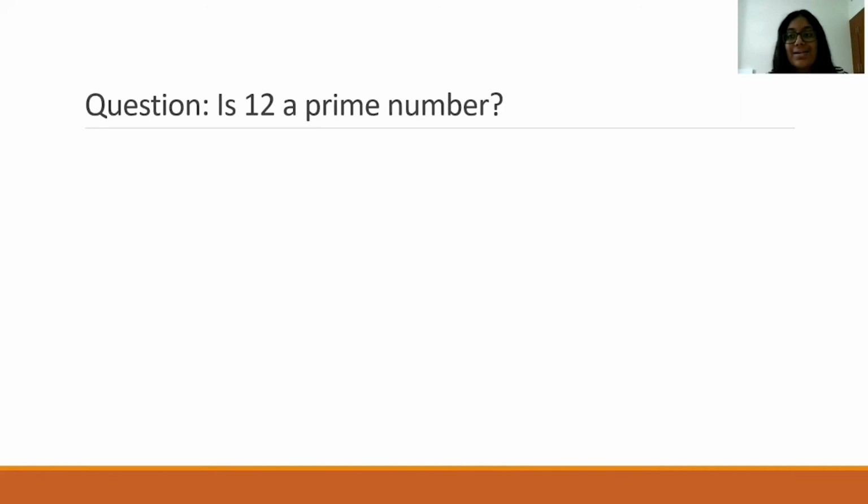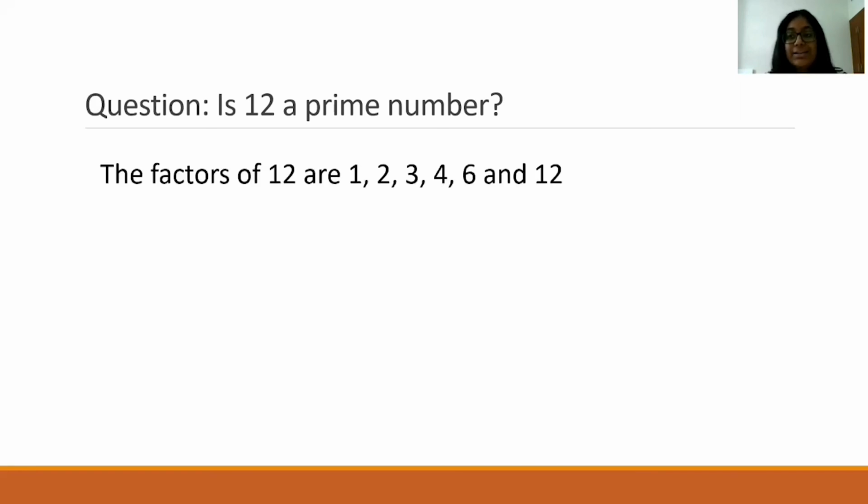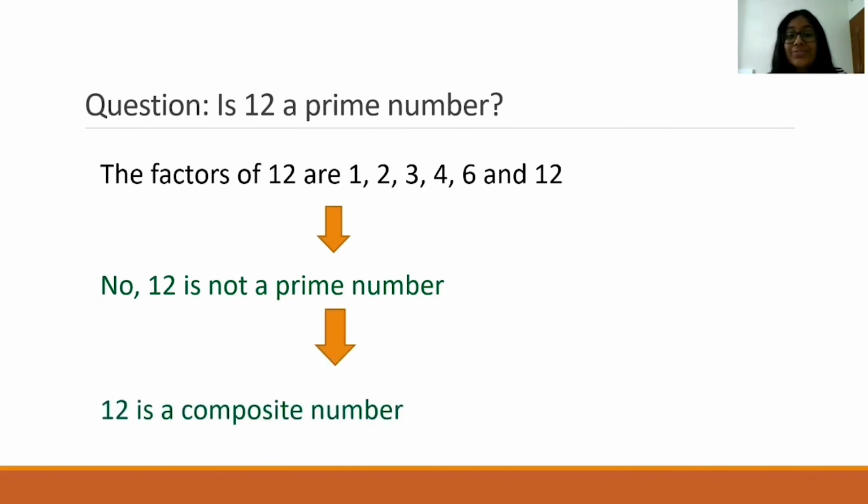Now this is our last and final question. Is 12 a prime number? The factors of 12 are 1, 2, 3, 4, 6, and 12. So no, 12 is not a prime number because for it to be a prime number, it has to have only 2 factors. But 12 is a composite number because it has more than 2 factors.